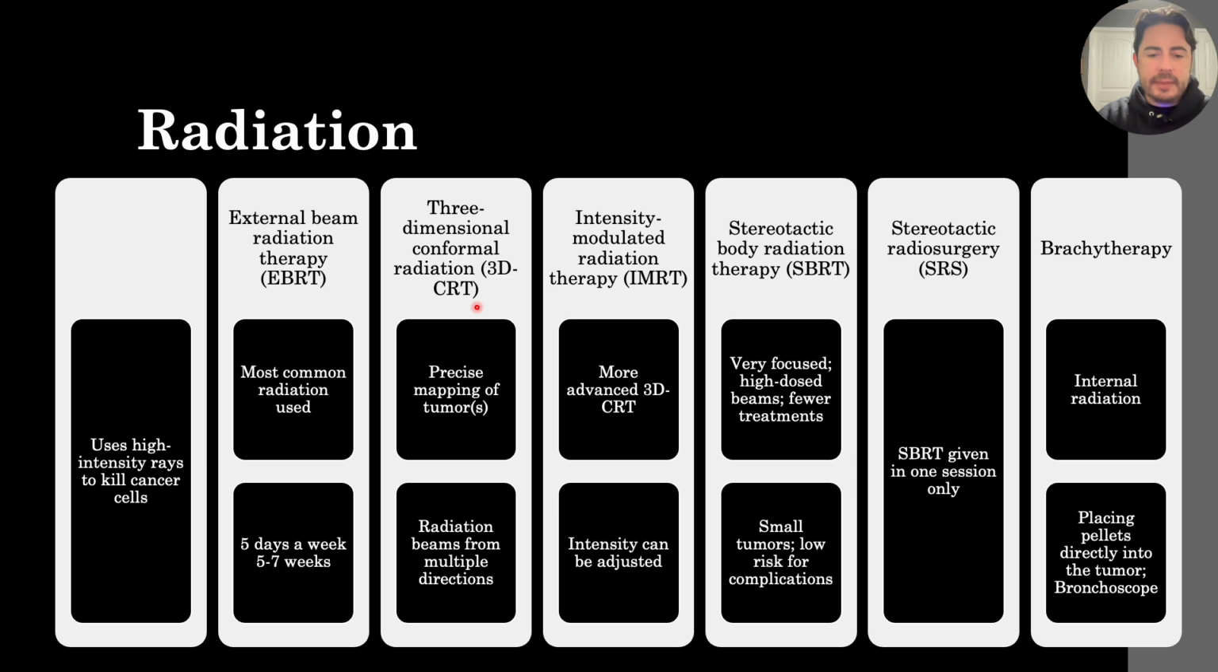So when we look at these 3D CRTs, these are designed to do mapping of the tumors. And radiation beams come from all different directions so that we can get a 3D image of where that tumor is exactly. Then there's what's called the intensity modulated radiation therapy, or the IMRT. This is more advanced than even the 3D CRT. So with this one, the intensity can actually be adjusted.